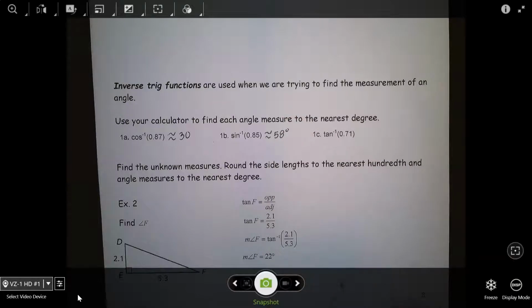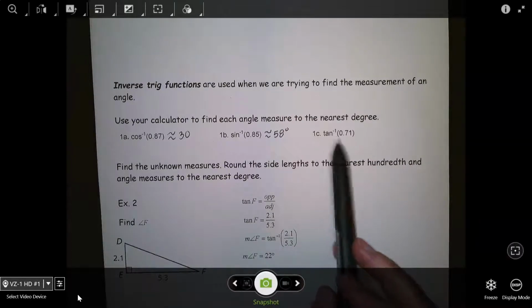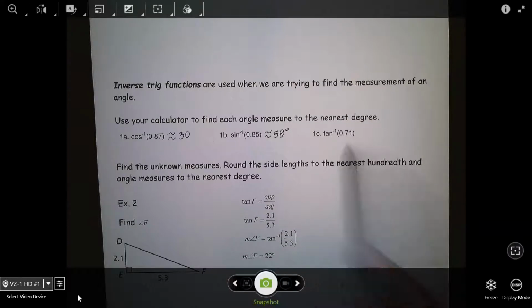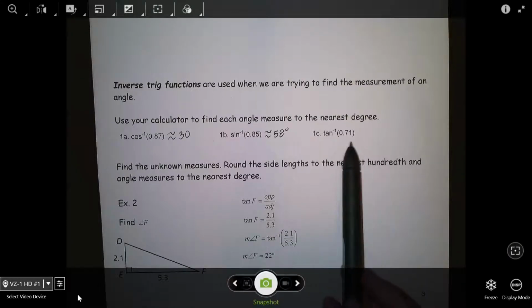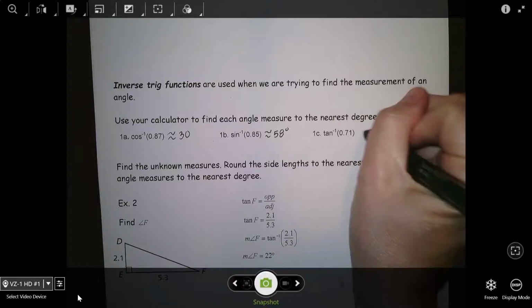And then for this last one, this inverse tangent, what angle has this tangent value? If I take the opposite side of a triangle divided by the adjacent side, what angle has this specific tangent value? I'm not going to put this one on the screen, but I'm going to go second tangent, 0.71, divide that, and my calculator is giving me about 35 degrees.